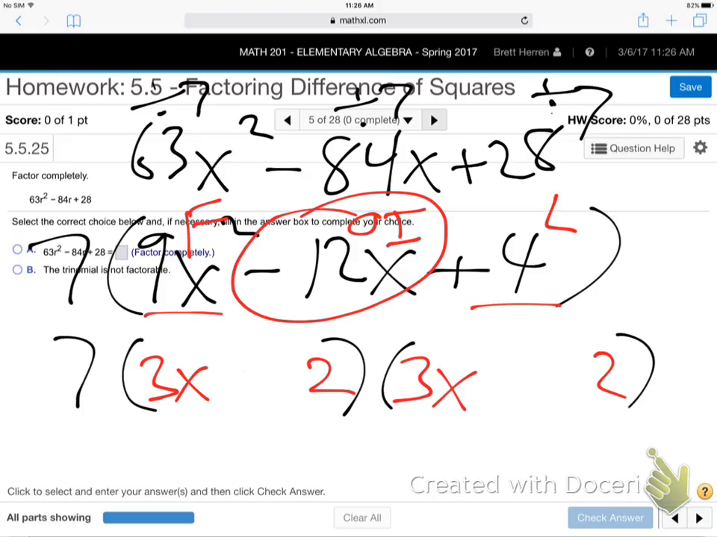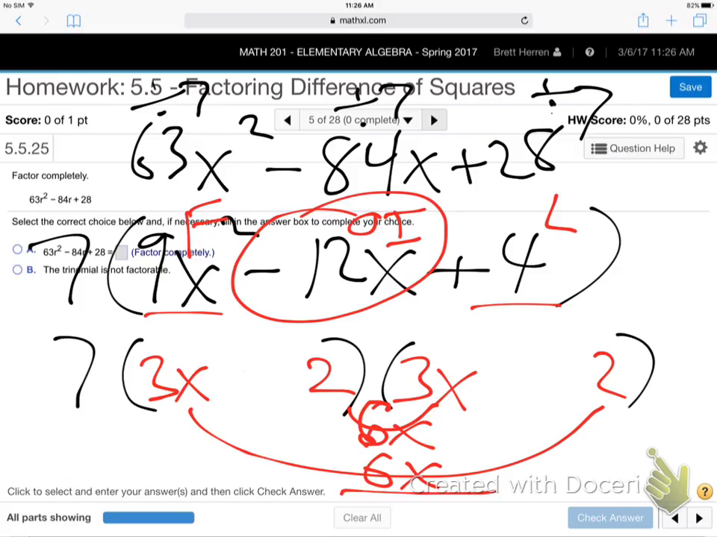Remember, the middle comes from what? OI, which is outer, inner. 2 times 3 is 6x, and 2 times 3 is 6x. It's 6 and 6. That will make, what, negative 12x in the middle? So they both need to be negative, don't they? So negatives on both. Everybody see how I did that?